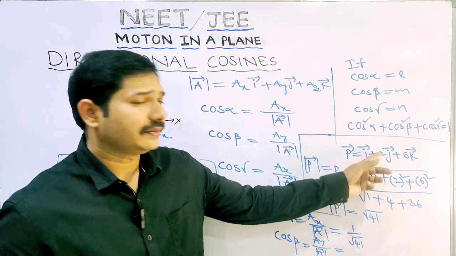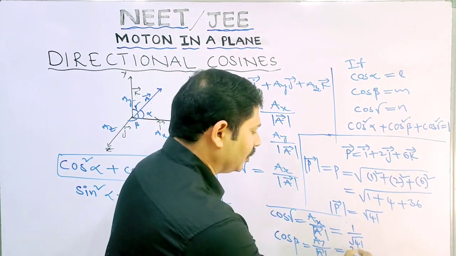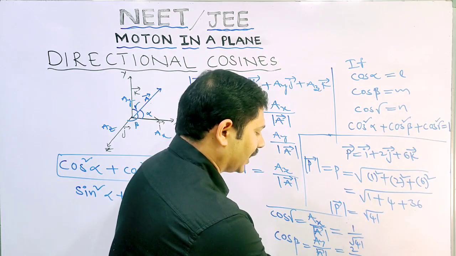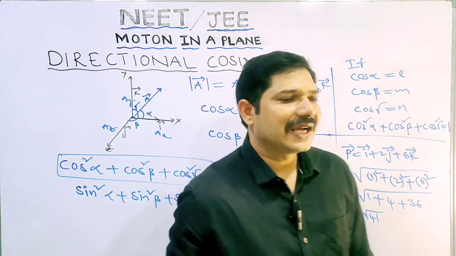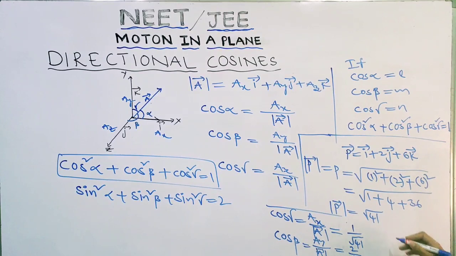Ay is how much? 2 by root 41. So like that only, cos gamma. Cos gamma is how much? Cos gamma equal to az by mod of a bar. That equals az, how much is there? 6. 6 by root 41.